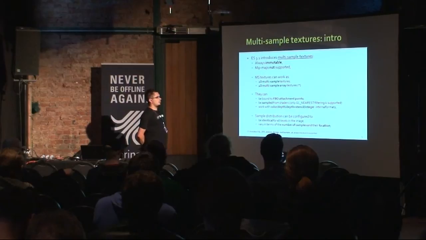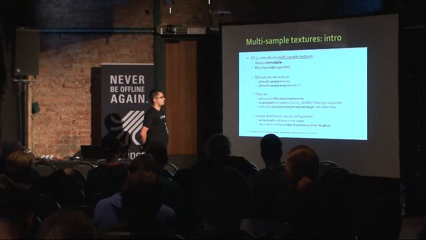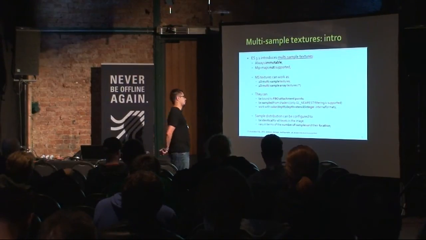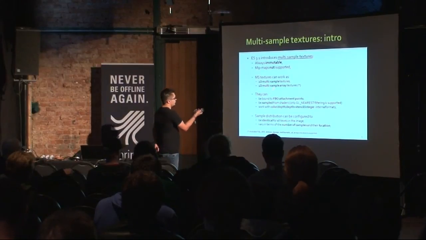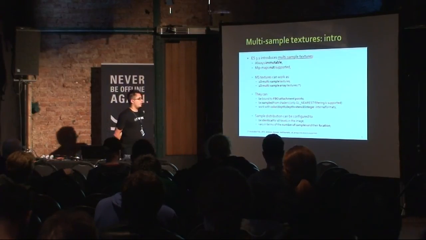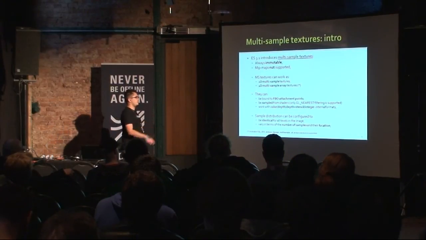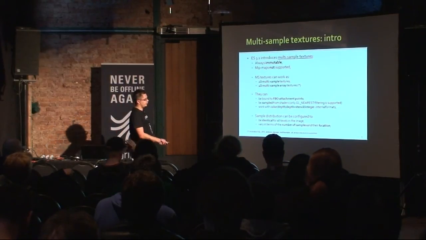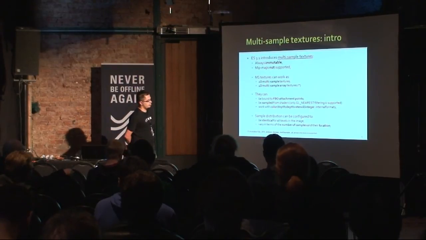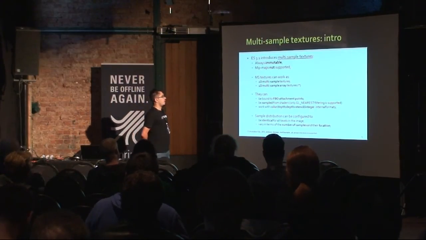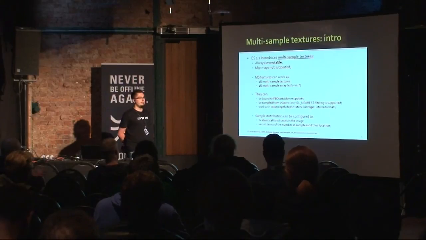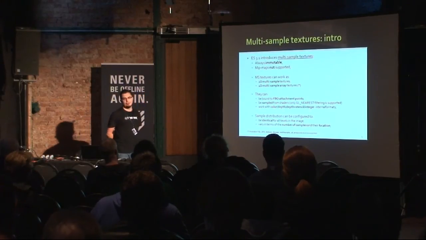So when it comes to texture targets that you can use for your multi-sample textures, you can use two different texture targets. The first one is the 2D multi-sample texture target, and this is in core profile. If you want to use 2D multi-sample array textures, this is only supported if the GL ES texture storage multi-sample 2D array extension is supported.